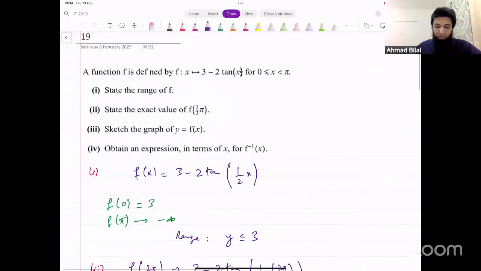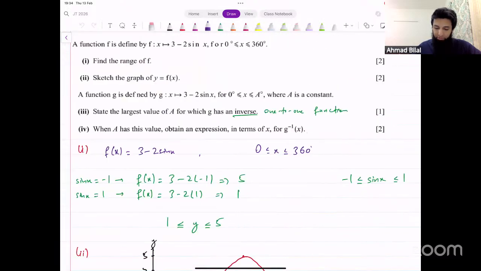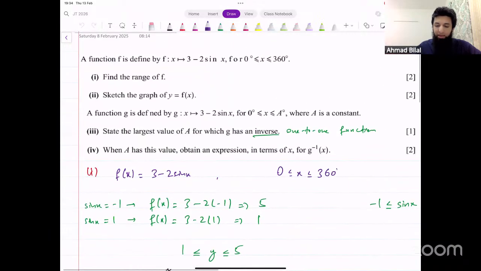If you remember paper 1, when you had to find the range of functions like these, let's say you have 3 minus 2 sine x, and you had to find the range of this function. You would say sine x is between -1 and +1, right? If you have one full cycle of sine, it's between -1 and +1.